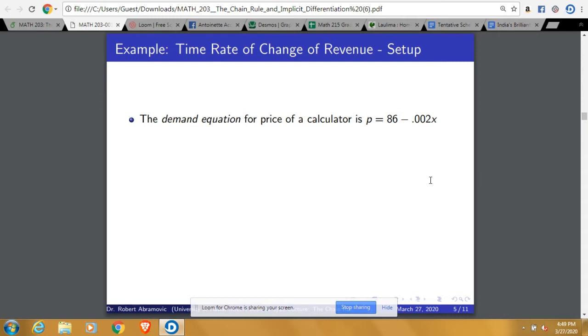Now, sometimes you might know the outside function, but you might not know the inside function. Nevertheless, you can still use the chain rule to find the derivative of the composite function at a specific input value. So let's say, for example, we have a demand equation for the price of calculators: p equals $86 minus 0.002 times x. Here, x is the number of calculators produced, p is the price per calculator. So it's called the demand equation. The more calculators produced, the cheaper a company can sell those calculators.